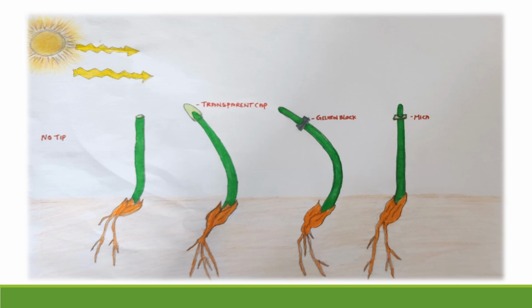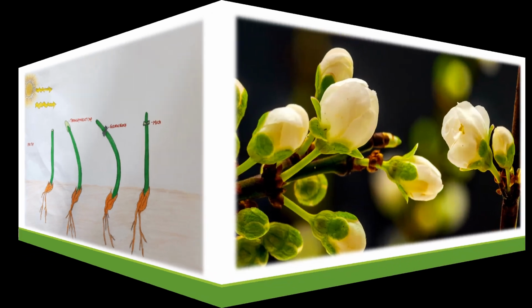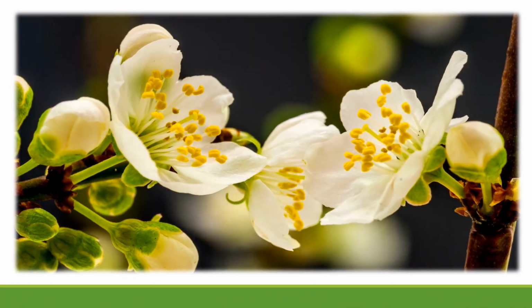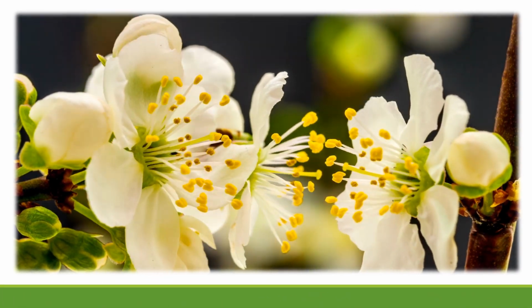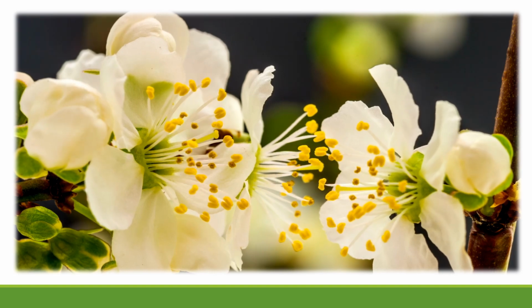Through these trials, Charles and Francis Darwin proposed that the plant's tip detects light and transmits a signal to the other parts of the plant. This signal makes the cells on the darker side of the plant grow longer, forcing the plant to bend towards the light.